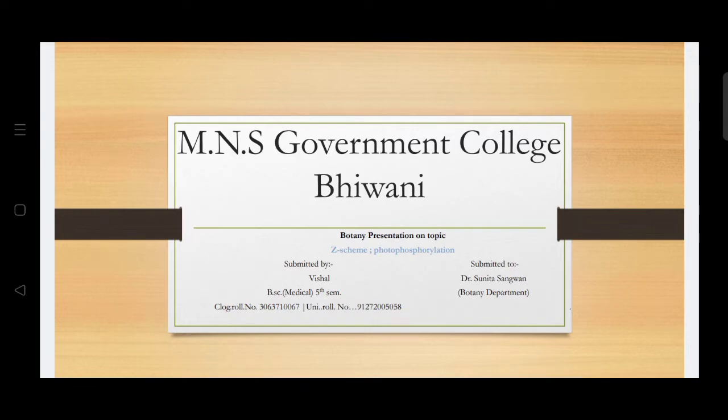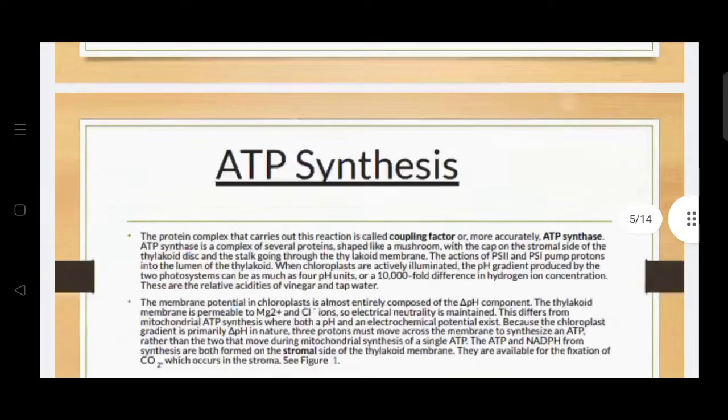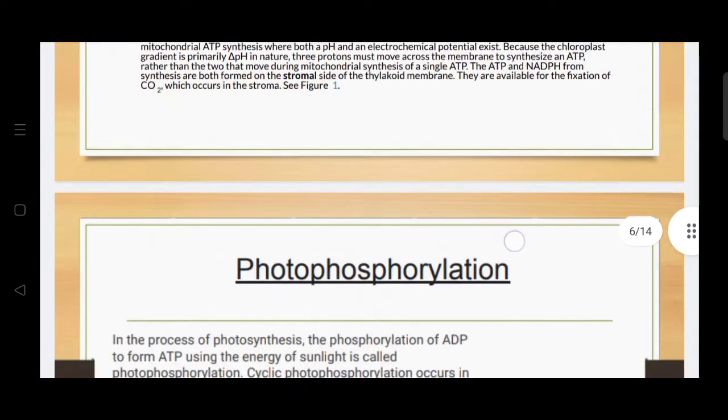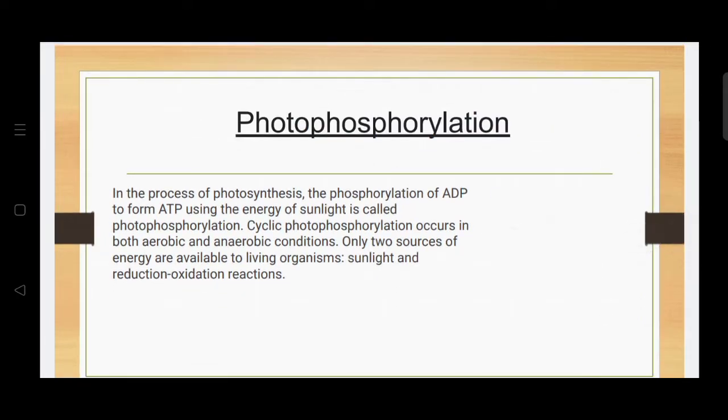First of all, what is photophosphorylation? This is my topic, Z Scheme Photophosphorylation. In the process of photosynthesis, the phosphorylation of ADP to form ATP using the energy of sunlight is called photophosphorylation. It is a process of utilizing light energy from photosynthesis to convert ADP to ATP, or we can say the process of synthesizing energy rich ATP molecules by transferring the phosphate group into ADP molecule in the presence of light.